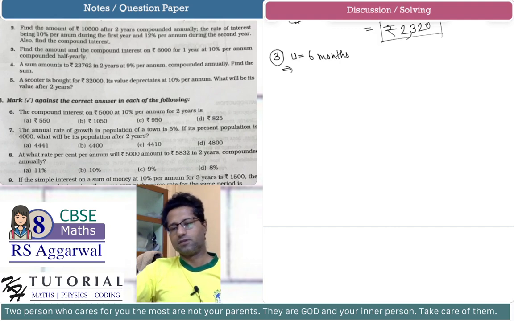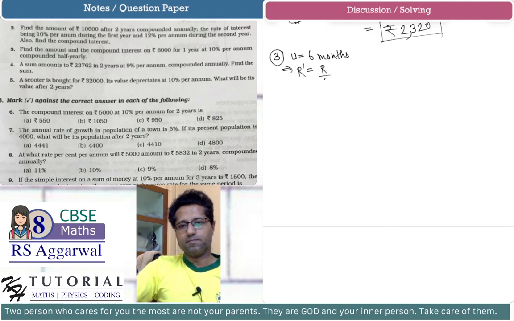that is the interest is being compounded half yearly, the R dash is equal to R by 2, and R is given to be in this problem 10% per annum. R is given to be 10% per annum. Okay, and R dash will be equal to R by 2. Also for 1 year, T is 1 year.